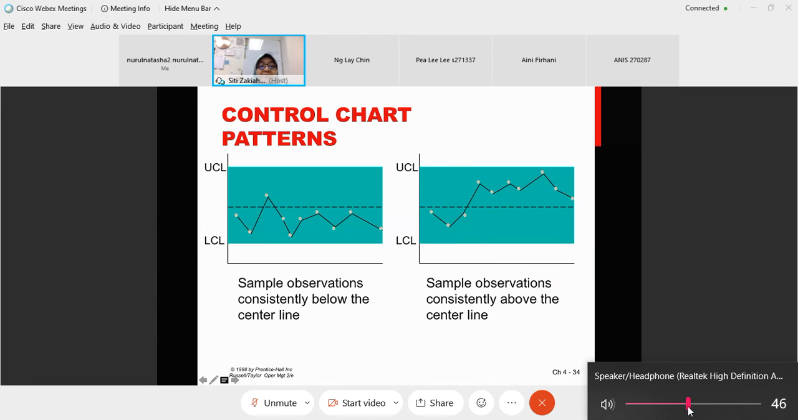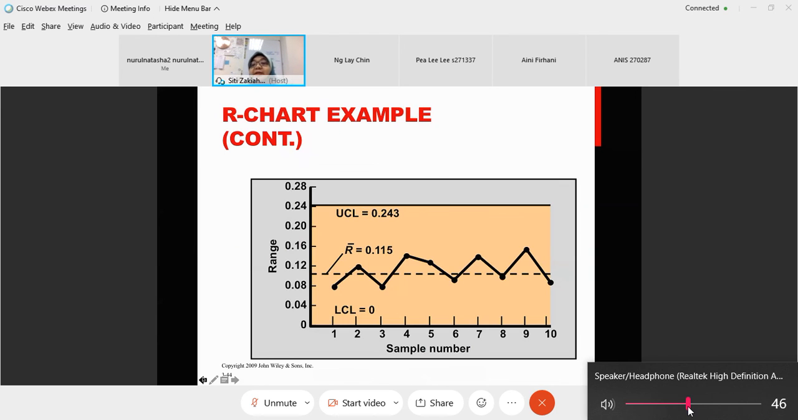So you think is the process in control or out of control? Come on, guys. In control or out of control? In control, yes. You see, for the R chart and for variable data, you must look at both charts together. If only one of them is in control and the other is out of control, that means out of control. So here, both are in control.